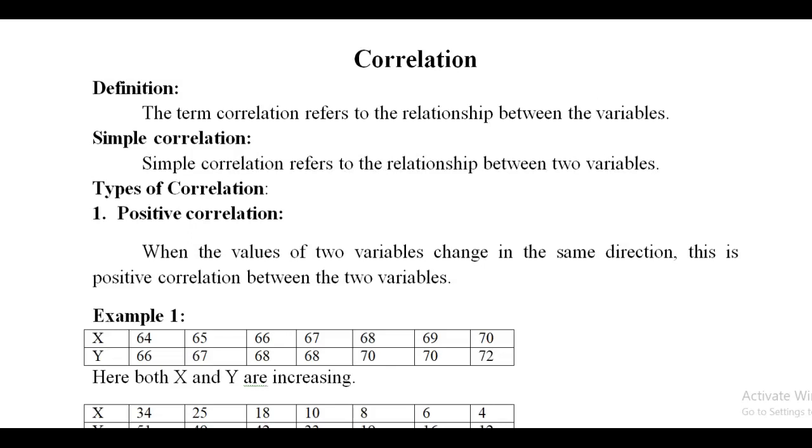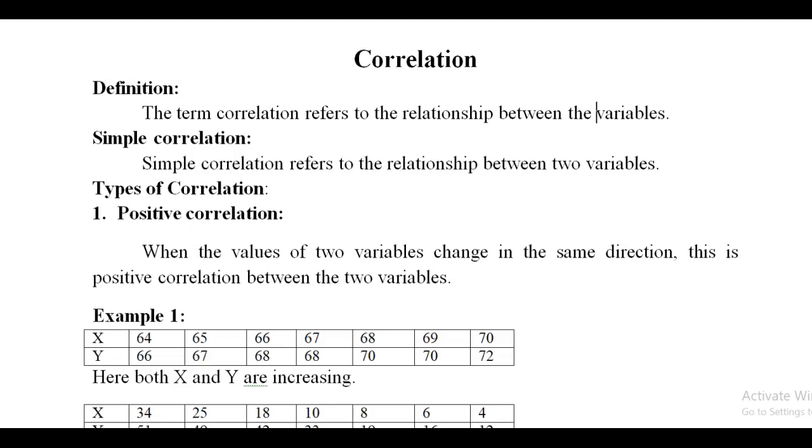Next we will come to the types of correlation. We have two different types: one is positive correlation and the other is negative correlation. We will see them one by one. Positive correlation: the two variables change in the same direction, that is, either both are increasing or both are decreasing. Then we can say there exists a positive correlation between the two variables.